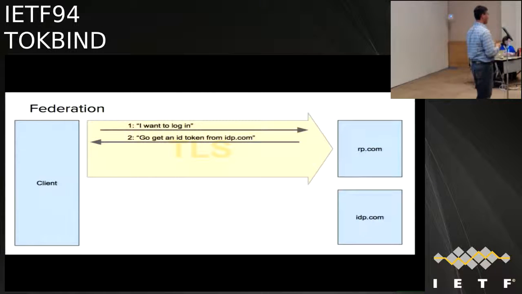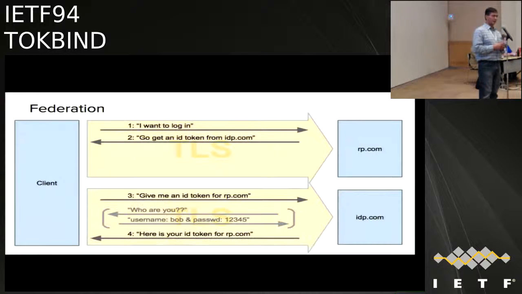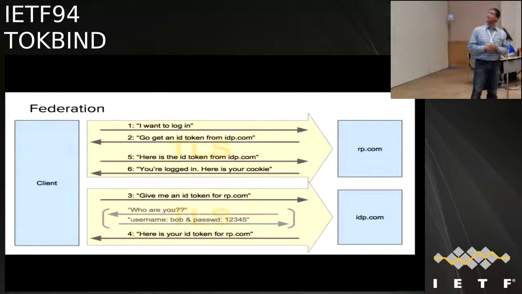A lot of interactions on the web also take the form of federation, where a user visiting a relying party is eventually redirected to an identity provider for authorization. For example, the user goes to the relying party and says, I want to log in. The relying party redirects the browser to the IDP, and the IDP gets the user to log in if needed, and then issues a token that the client then presents to the relying party and gets a cookie.